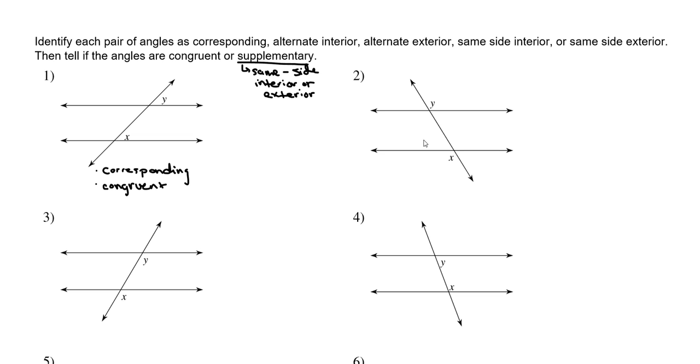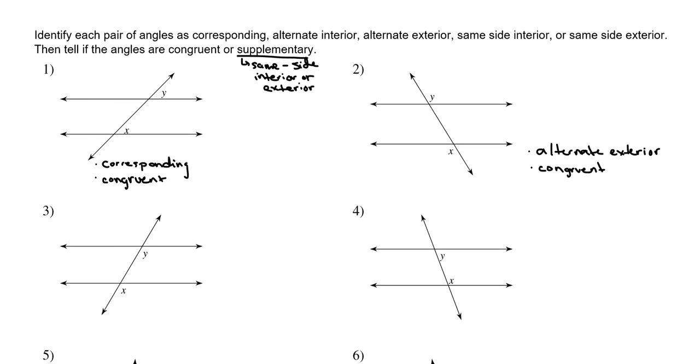All right, number two, these are alternate since they're on the opposite sides of the transversal. Alternate exterior because they're outside the parallel lines, so alternate exterior. So these are also congruent. Again, the only way you can have supplementary is if they are same side interior or same side exterior. These are alternate exterior. All right, keep on moving down here.